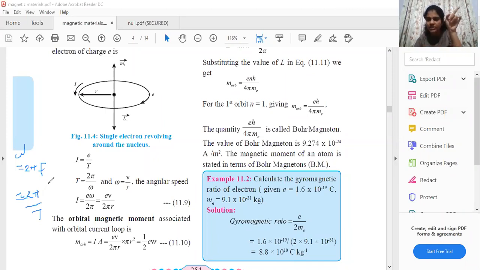Now if I cross T and omega's position, I'll get this formula, that is T is equal to 2 pi upon omega. All right, fine. I hope you all understood this part. And what is omega? We have one more formula for omega as well. That omega is nothing but v by r.